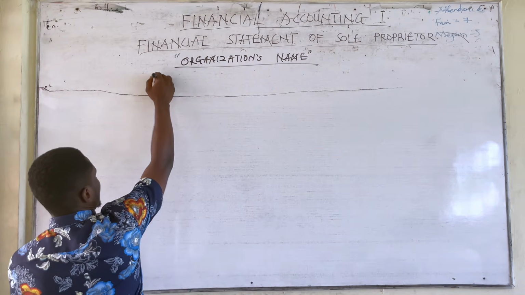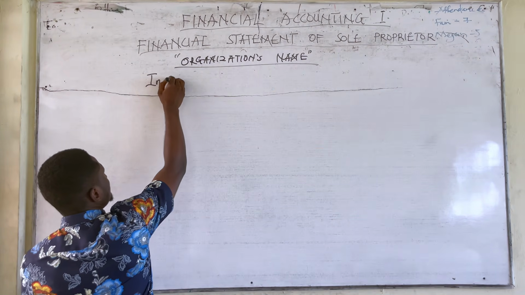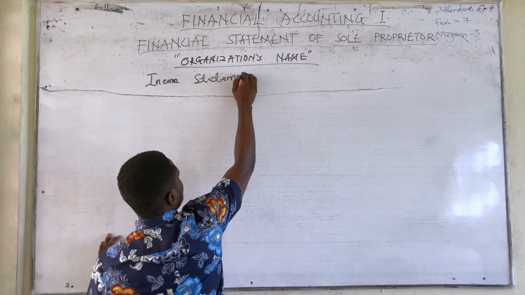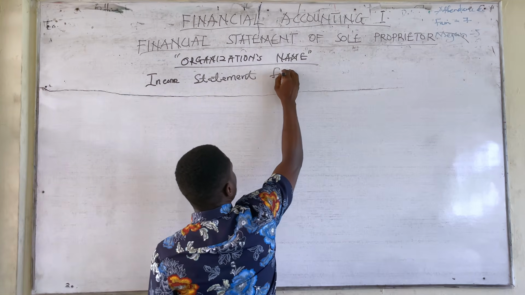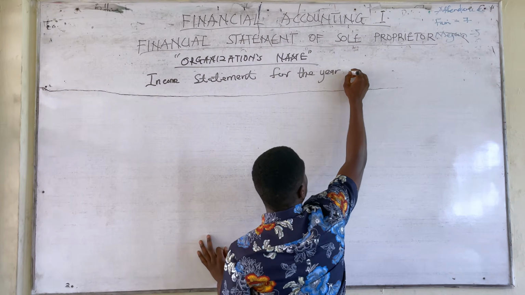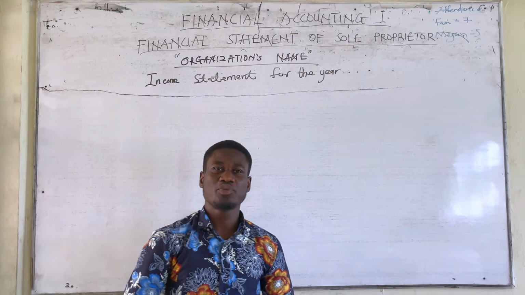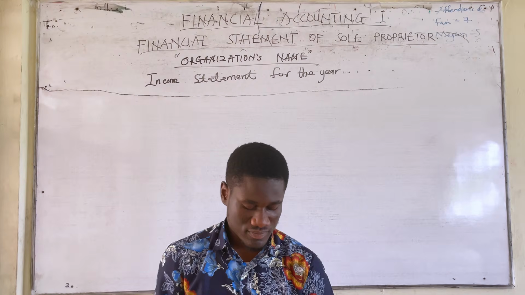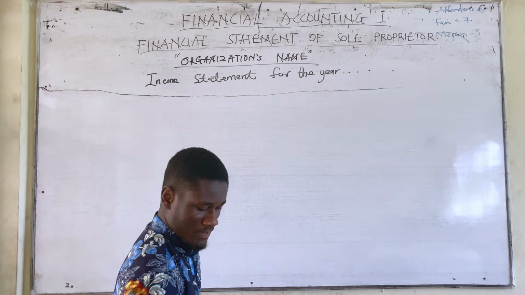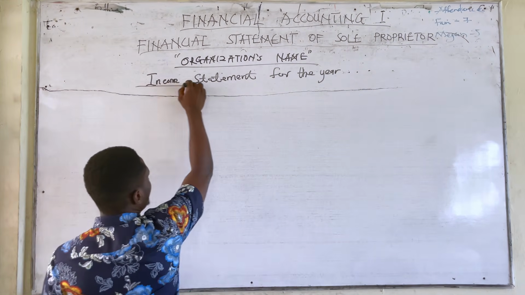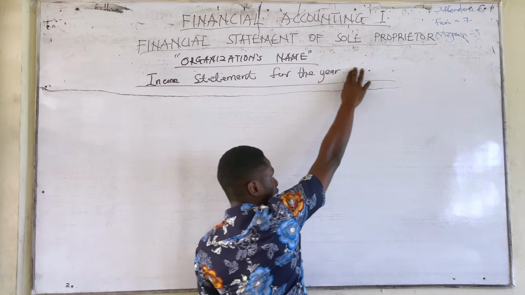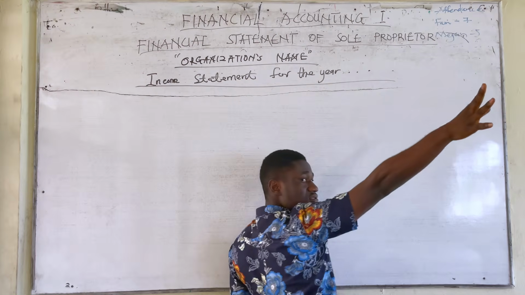Now I come here, income statement, which is the same as profit or loss for the year. It will give you the particular year or the period up to which the company prepared its financial statement. Then you underline it. It can be given as at 31st December 2020, so you add it: for the year ended 31st December. If it is the asset statement, you use the same date.